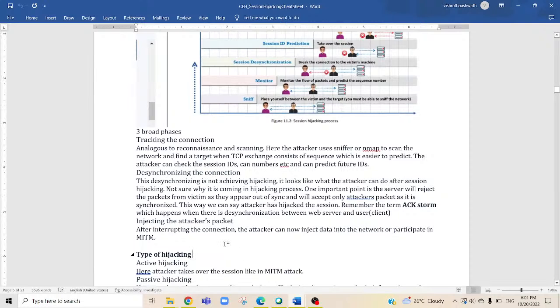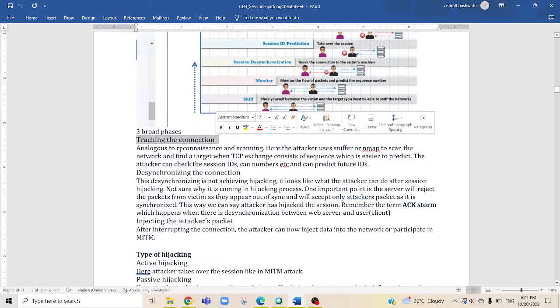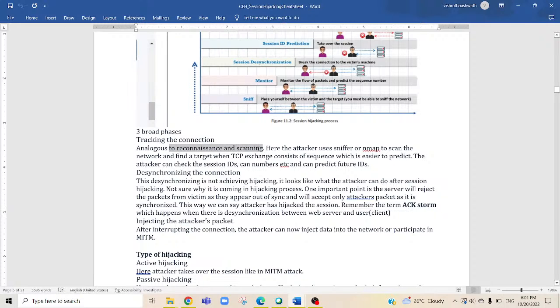So the other way to look is like there are three broad phases. Tracking the connection. It is analogous to reconnaissance and scanning. Here, the attacker uses a sniffer or nmap to scan the network and find a target when the TCP exchange consists of a sequence which is easier to predict, sequence number actually. The attacker can check the session IDs, numbers, etc., and can predict the future IDs.